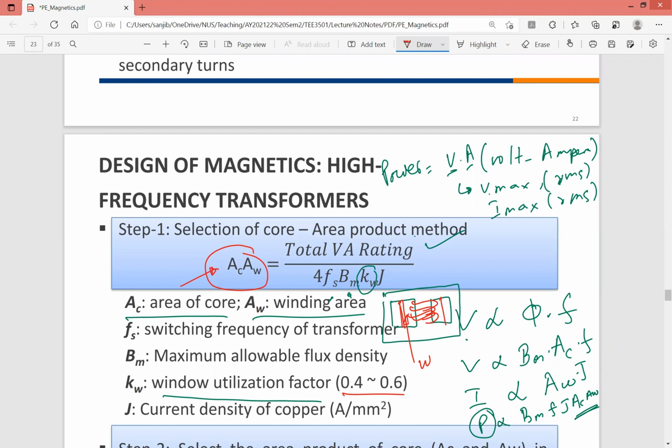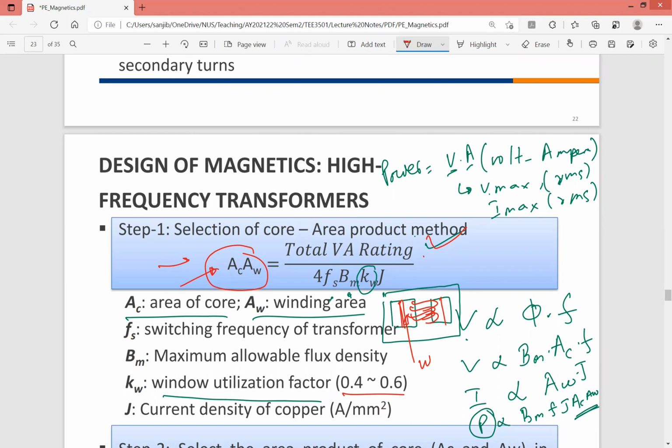So the window is basically where the winding will be, the core is where the flux will be, right? The window is basically where you can say the current will be, right? The product of these two is related to the power. So starting with the power handling capacity of the transformer, we have to choose the core, and the core catalog actually gives the products. So first you do this, divide this and find the product, and this product will tell you the core size, right? What should be the core?